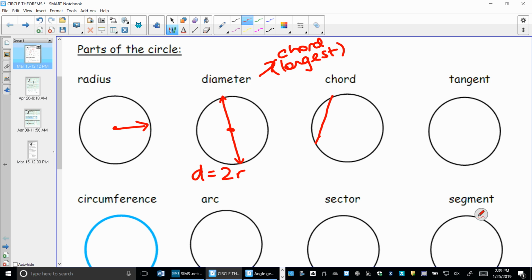Tangent. Do you know what tangent is? Yes, it goes a line on the outside. It goes out. It goes like this. It rests on the circle. What does it do to the circle edge? It just touches it. But that's outside the circle. I remember.